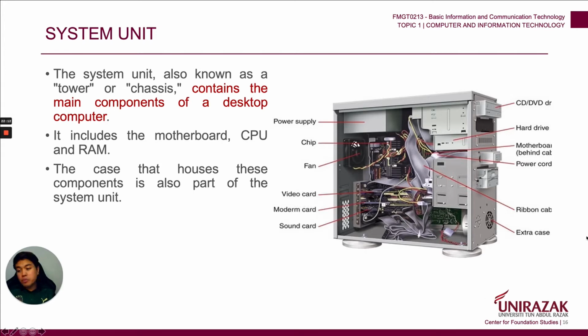So in order for you to process the information after you get the input just now from the input devices, keyboard, mouse, camera, whatnot, the system unit will be the one processing it. The memory will be processing it, the software will be processing it before you can produce the output using the output devices just now.